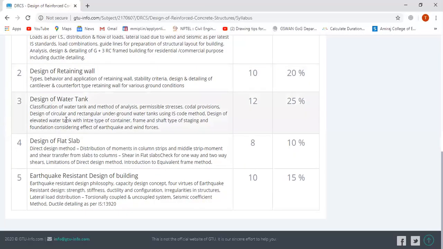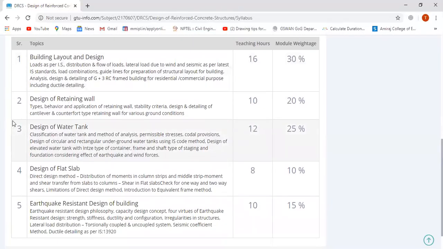In the next lecture, we are starting our module on retaining wall.